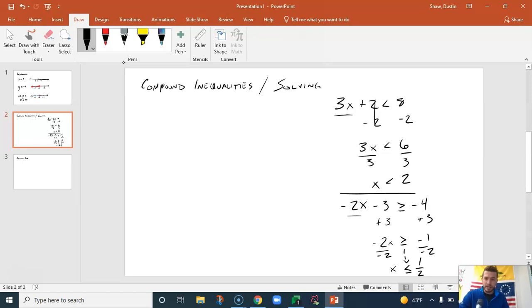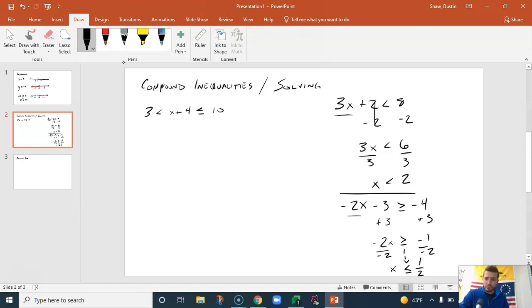Now let's get into a compound inequality. There are 2 types of compound inequalities. The first one is going to look like this: 3 is less than x plus 4, which is less than or equal to, let's say, 10. So this is a compound inequality.